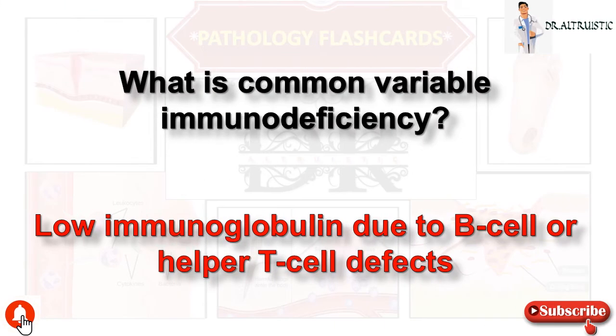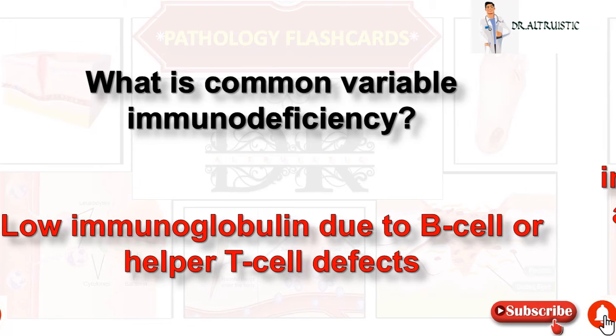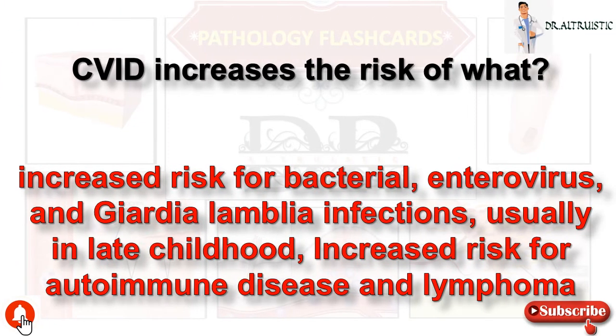What is common variable immunodeficiency? Low immunoglobulin due to B-cell or helper T-cell defects. CVID increases the risk of what? Increased risk for bacterial, enterovirus, and Giardia lamblia infections, usually in late childhood, and increased risk for autoimmune disease and lymphoma.